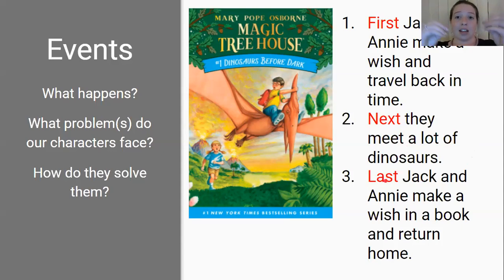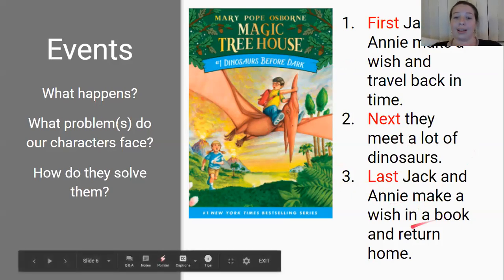Last, here is our solution. How do our characters solve their problem? Last, Jack and Annie make a wish in a book and return home, right?